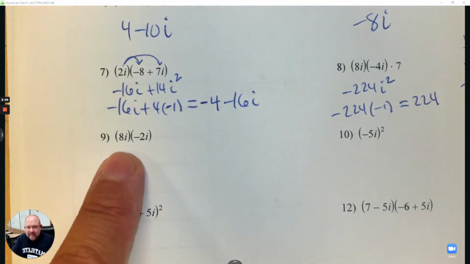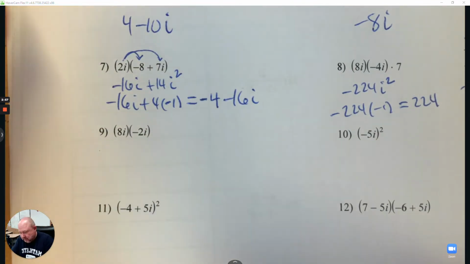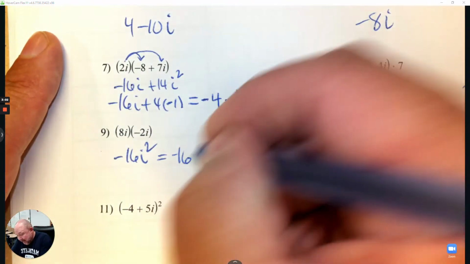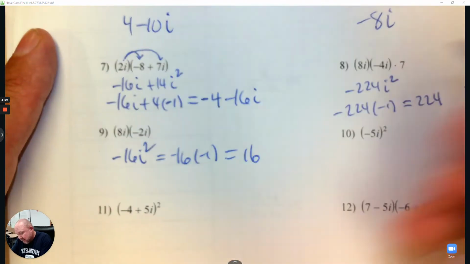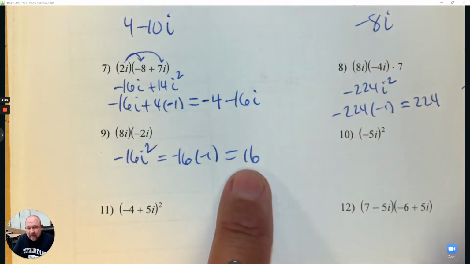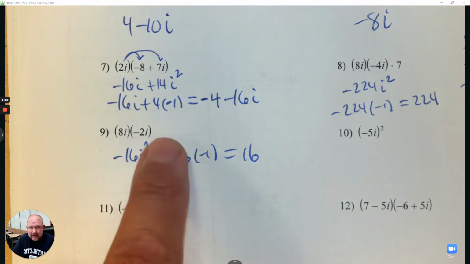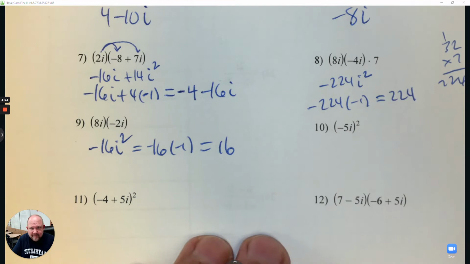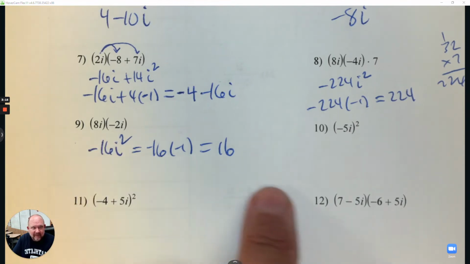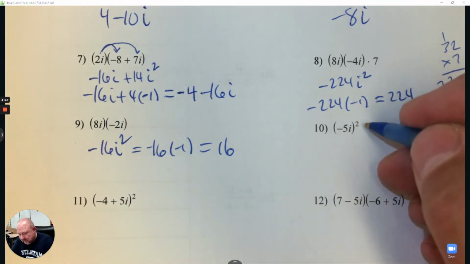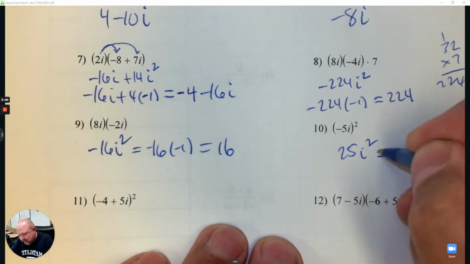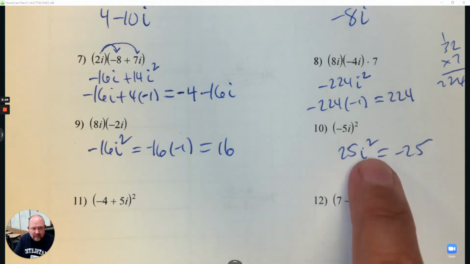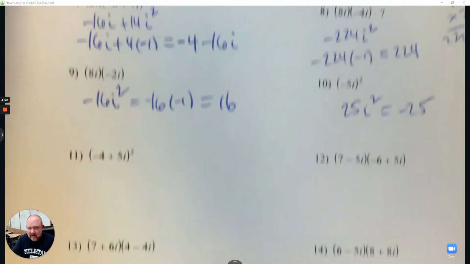All right, number 9. 8 times -2. And then i times i. We know that i squared is -1, and a negative times a negative makes it positive 16. Basically, if it's touching i squared, it changes the sign of whatever it's touching. That's what it does. If it's happy, it makes it sad. If it's sad, it makes it happy. All right. This squared would be positive 25i squared, and so the answer would be -25 because i squared is -1.